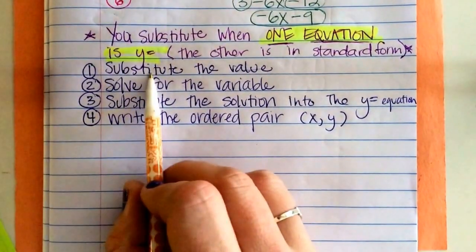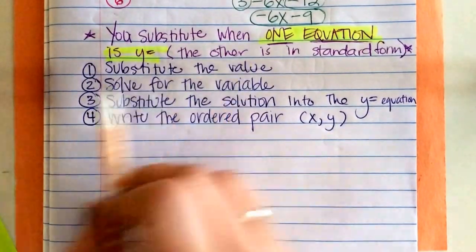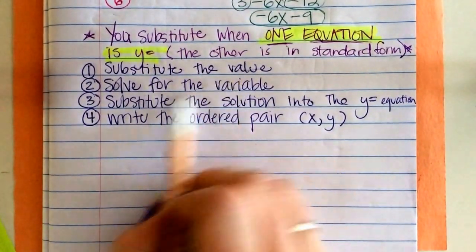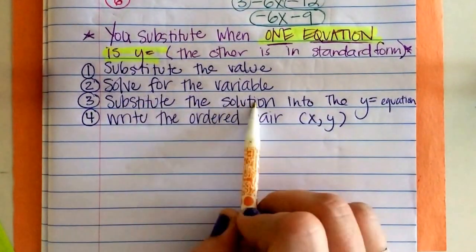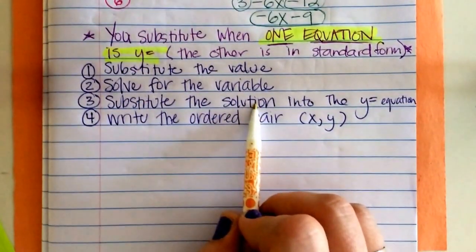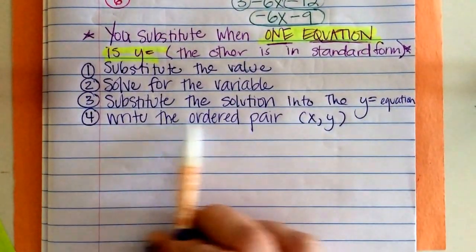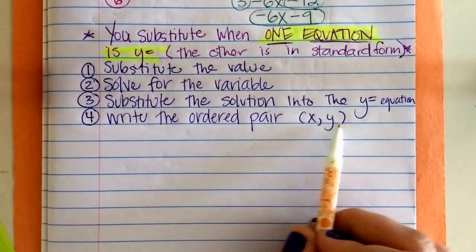Substitute the value. Solve for the variable. Substitute the solution, so whatever answer we get, into the y equals equation, and write the ordered pair. X value comma y value.